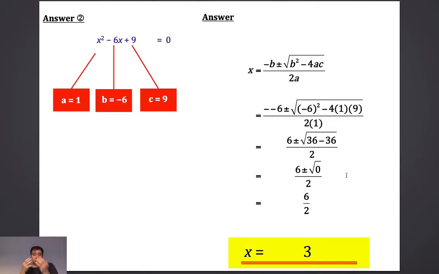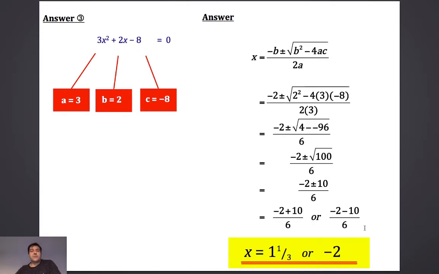So what happens there then is because it's plus or minus 0, you only get one answer because 6 plus 0 and 6 minus 0 is just 6. So you only get one answer, 6 divided by 2, which is 3. So in this case, x only has one possible solution, 3. And we've seen previously with other ways of doing quadratics that it's quite possible for a quadratic to only have one possible solution.